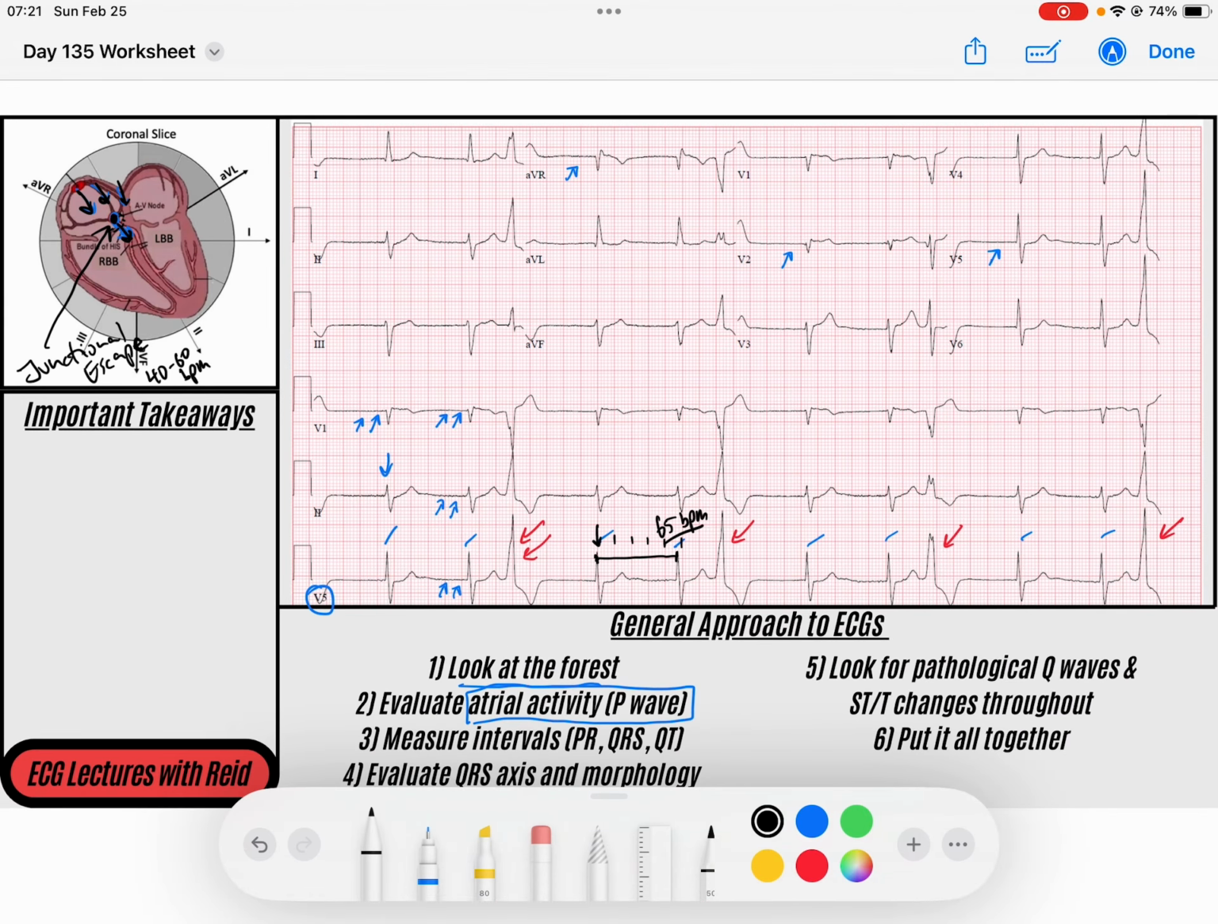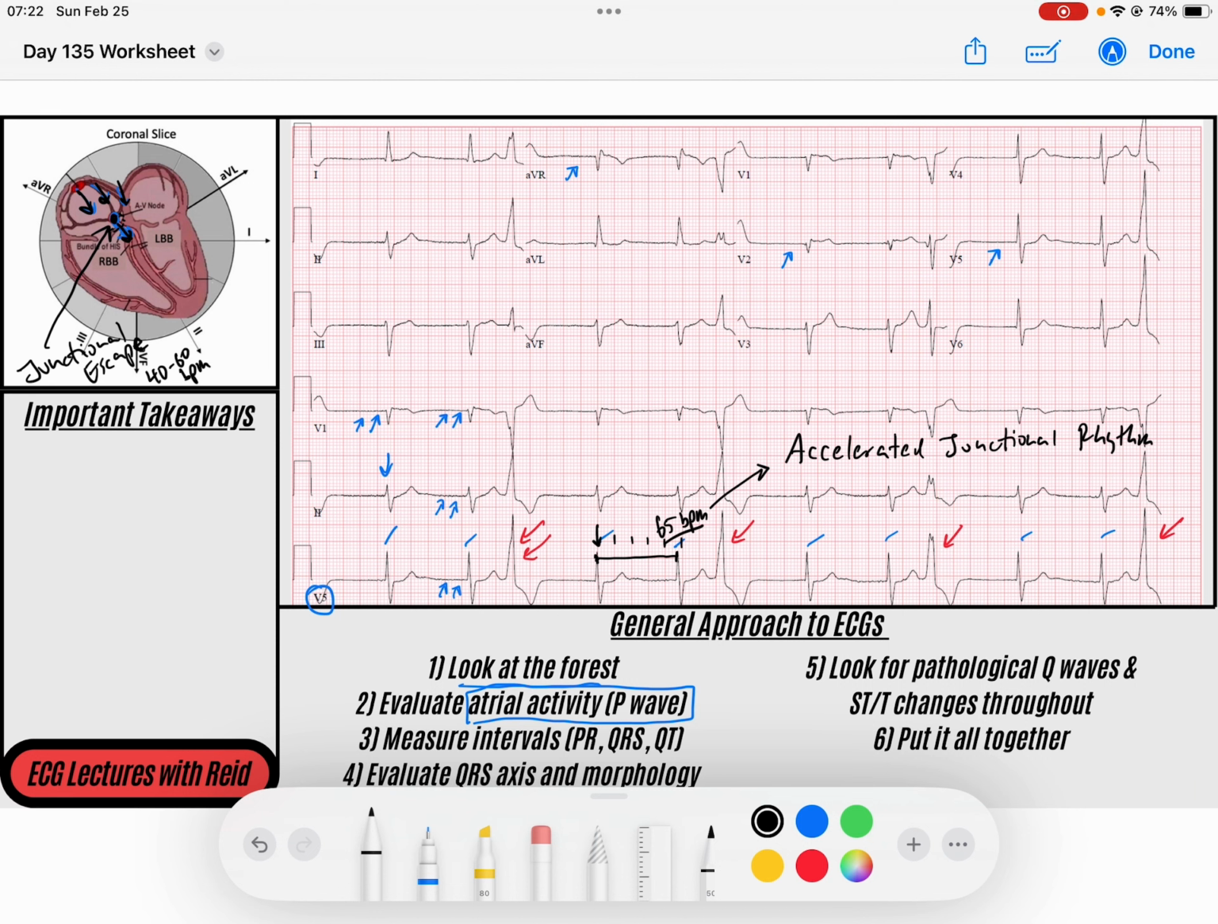Well, in this case, we have a junctional rhythm because I don't see any sinus P waves or any P waves at all. Because this junctional rhythm is at 65 beats per minute, it's a little faster than that 40 to 60. So we would call this an accelerated junctional rhythm. Okay, so we have an accelerated junctional rhythm.